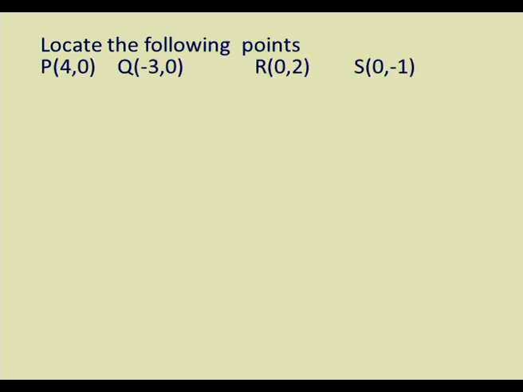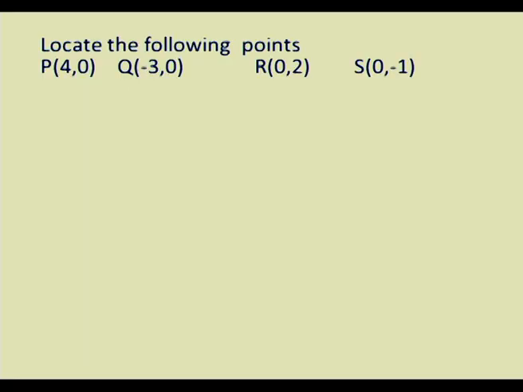Are you clear, children, now? Now, I have some more questions for you. Let us locate the points P 4 comma 0, Q minus 3 comma 0, R 0 comma 2, S 0 comma minus 1. Are you going to find any difference between these points and the previous points that we have located in the graph? Is there a difference? Let us see what difference we are going to find. When you locate them on the graph, you will be able to understand what the speciality of these points is.